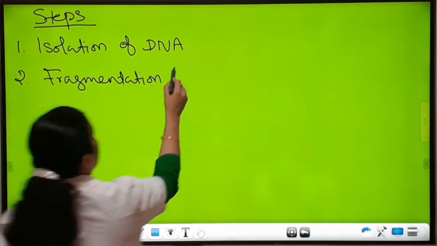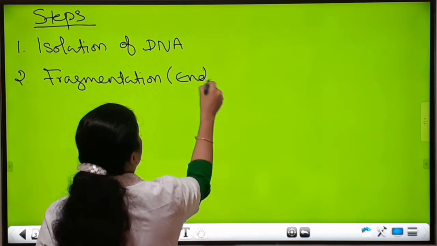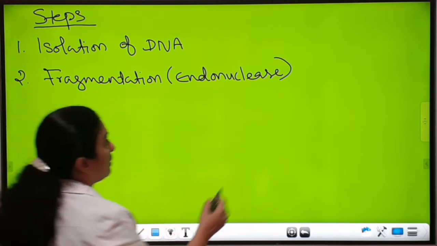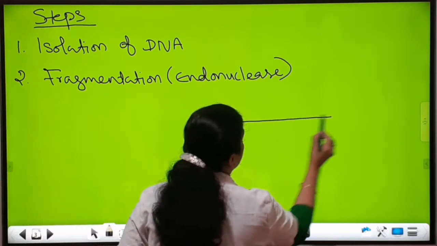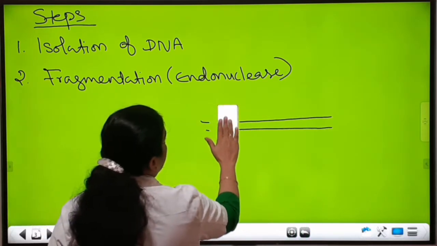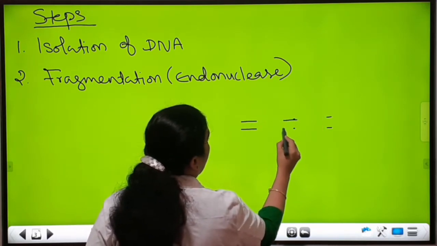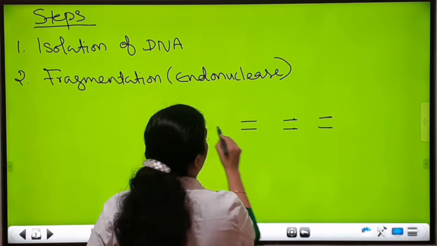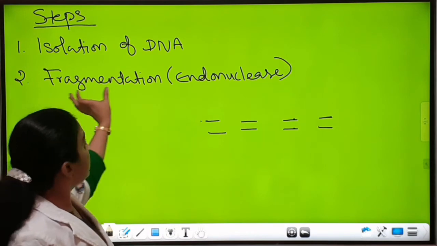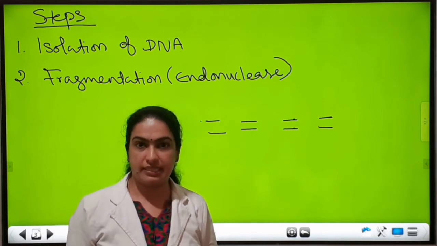Fragmentation by using a restriction enzyme or endonuclease enzyme. So first they took the DNA, then it is cut into pieces or fragments. These fragments are formed with the help of an enzyme. So they are cut into small fragments by using an enzyme called an endonuclease.